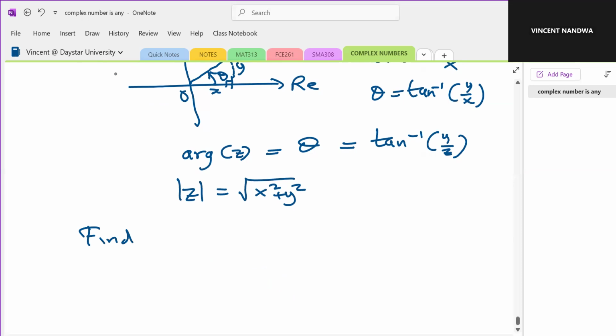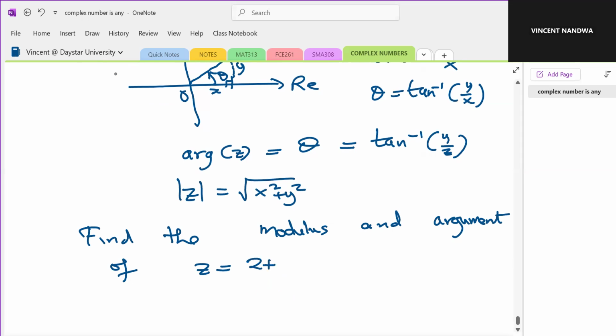Find the magnitude or modulus and argument of Z equals 2 plus 7i.